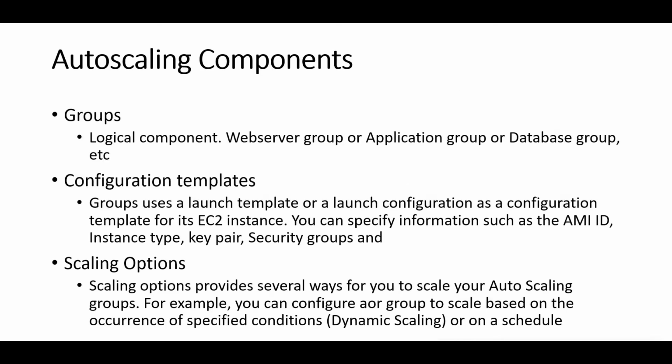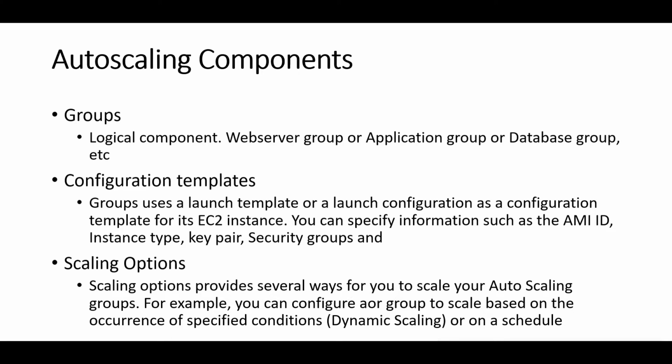So the first thing we should see, what are the auto scaling components. First one is groups. It is a logical component. Web server group or application group or database group, etc., whatever you can say. These are the logical components. These are the groups. It is just a logical component where you will put your EC2 instances in.